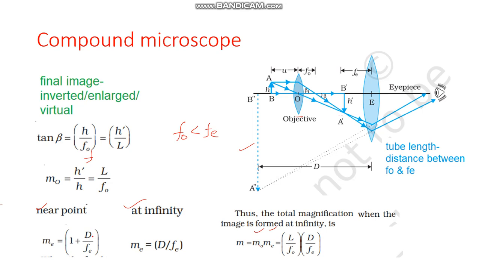At the near point it is 1 plus D by f. Which f do we have to put? The eyepiece, because the final image is formed by the eyepiece. If it is at infinity, it is D by fe.